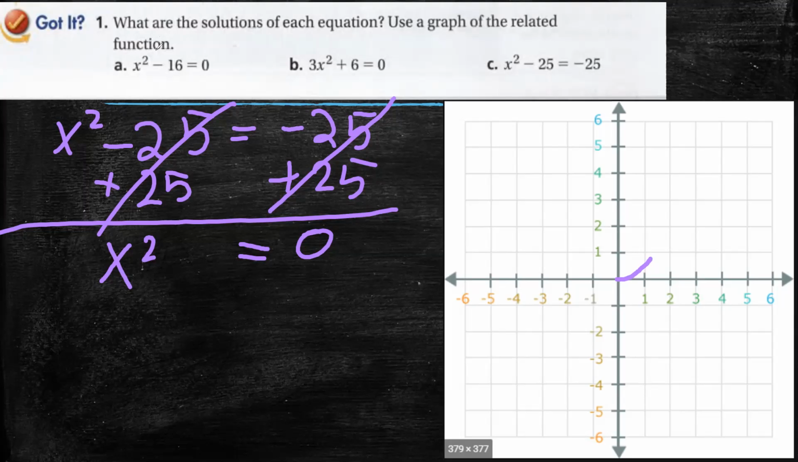At 1, it is 1. At 0, it is 0. At 2, it is 4. At 3, 3 squared is 9, and so on. At negative 1, it is 1. At negative 2, it is 4. At negative 3, it is 9, and so on. This will now be the graph.